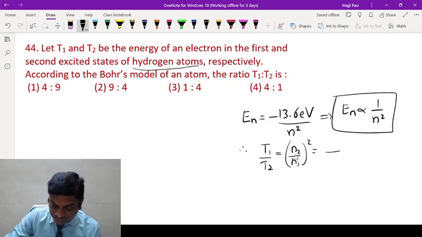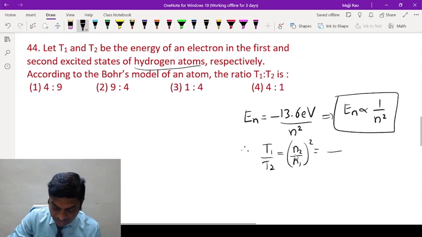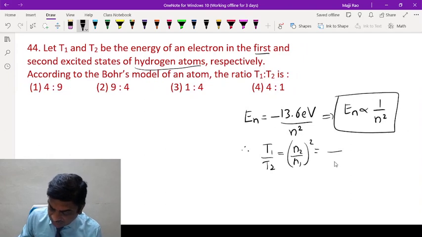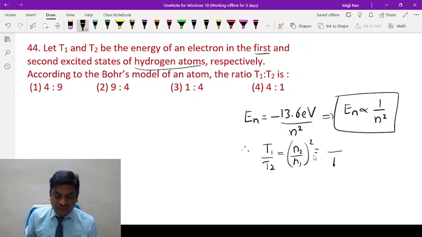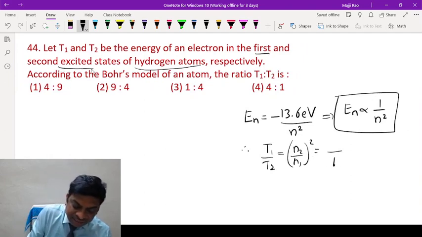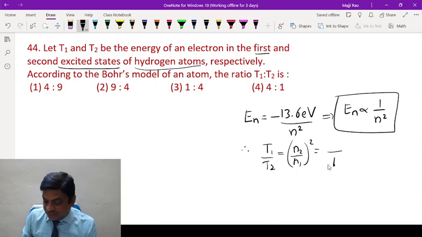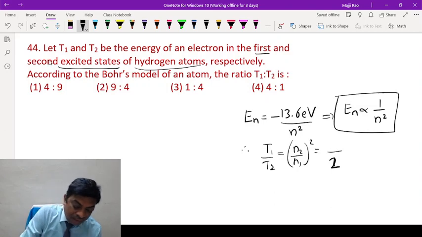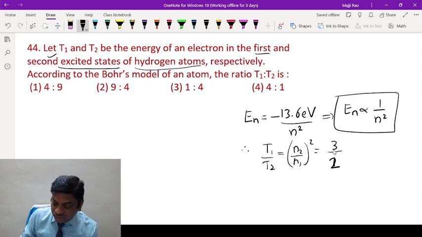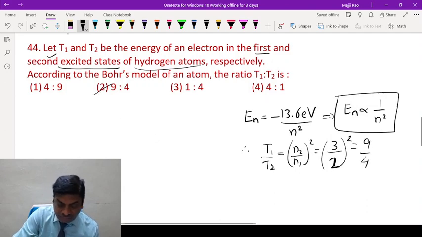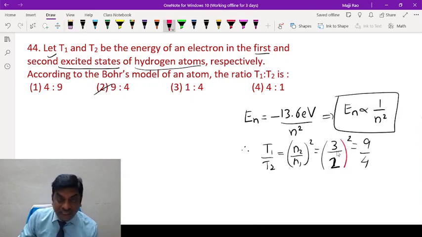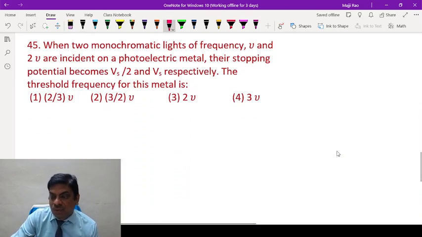So what is the initial orbit number? Initial orbit number is the first. So this is 1. But sorry students, they are first and second excited states. So first excited state would correspond to the second orbit, and second excited state would correspond to the third orbit. So this is 9:4. So correct option is the second option. Then moving on to the next question.